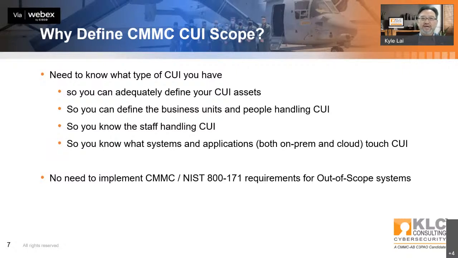Without having the scope done properly, I think you are missing the actual assets and the people who are handling it. So that's why we want to make sure companies that have to meet CMMC 1.0, 2.0 have the proper scoping. And also, you need to understand what systems are out of scope as well. That's pretty important, right? As we mentioned, your financial system, accounting system, if they don't have CUI specific to the contract, you don't have to make them in your scope, right?